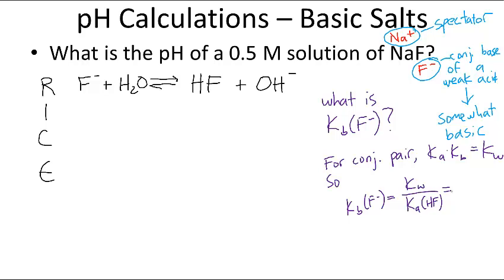Who knows the value of Kw? Yeah, 1.0 times 10 to the negative 14th. I usually just leave the 1.0 part out. And that's going to be divided by the Ka of HF. That is on your blue sheet. And it's, what, 7.2 times 10 to the negative 4th? All right. 1.4 times 10 to the negative 11th.